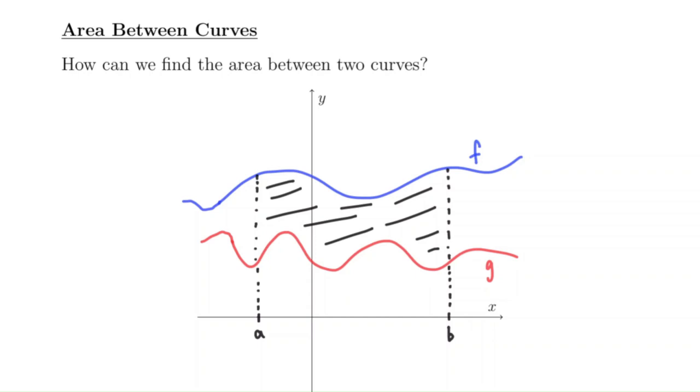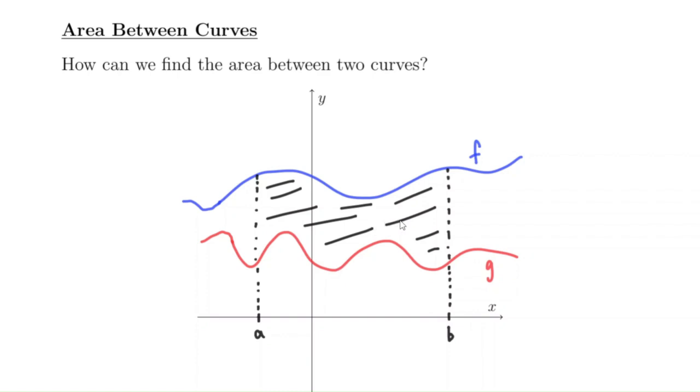In this video, we're going to talk about how to find the area between two curves. And what we mean by that is this. Suppose we have some function f, which I've drawn here in blue, and another function g, which I've drawn in red. And suppose that on this interval a to b, the graph of f always lies above the graph of g. So what that means is if x is any point between a and b, then f of x will be greater than or equal to g of x.